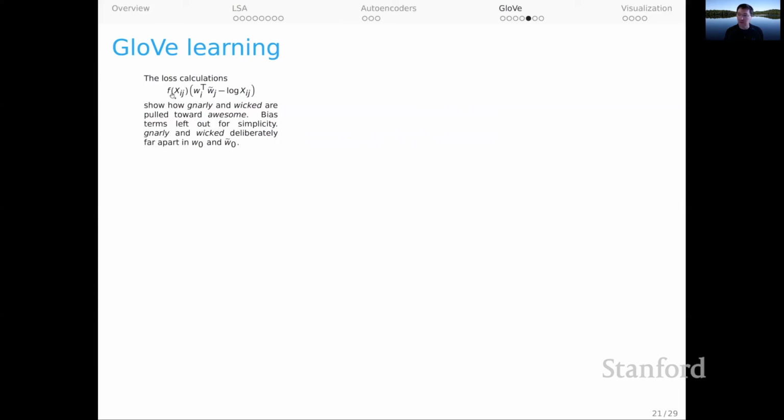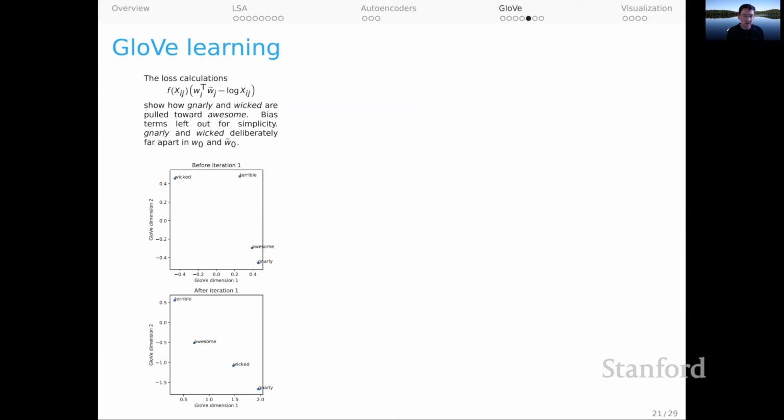The loss calculations for GloVe, this is a simplified version of the derivative of the model. And we're going to show how GloVe manages to pull gnarly and wicked toward awesome in that little idealized space that I used before. I'm going to leave out the bias terms for simplicity, but we could bring those in. And so here's how this is going to proceed. What I've done just for this idealized example is begin in a GloVe space where wicked and gnarly are as far apart as I could make them, as different as I could possibly make them. I've got awesome and terrible, and awesome is kind of close to gnarly already.